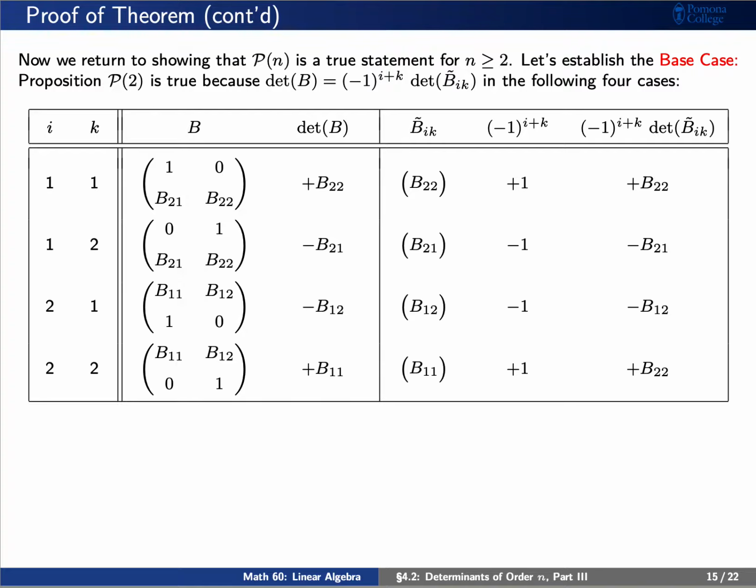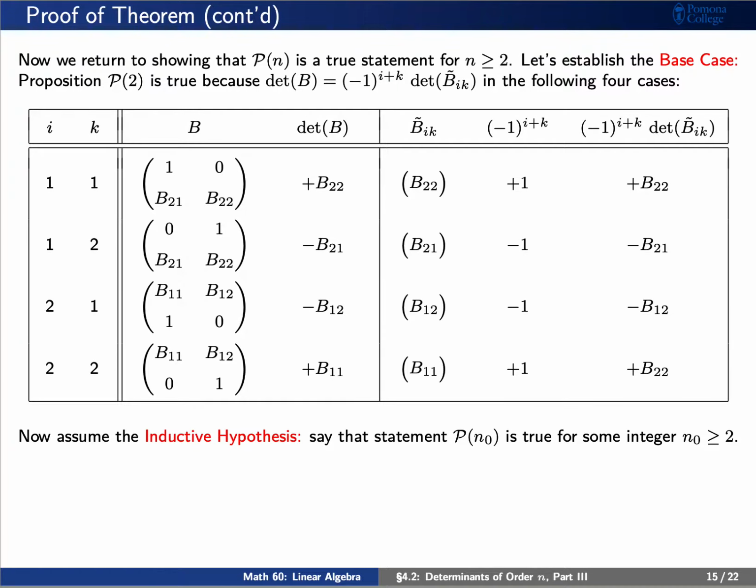The table here shows the four possibilities, where either i is 1 or 2, and k is 1 or 2, and we simply verify that the determinant of B is indeed equal to (-1)^(i+j) times the determinant of B_ij tilde.